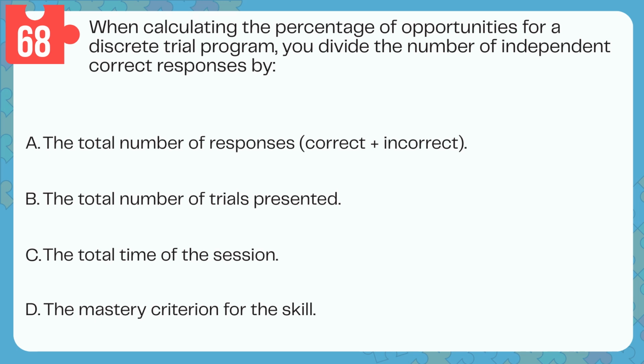Question 68. When calculating the percentage of opportunities for a discrete trial program, you divide the number of independent correct responses by A. The total number of responses, correct plus incorrect. B. The total number of trials presented. C. The total time of the session. D. The mastery criterion for the skill.